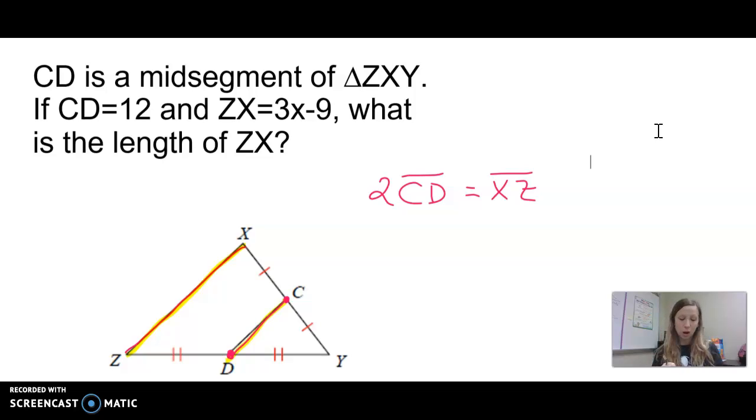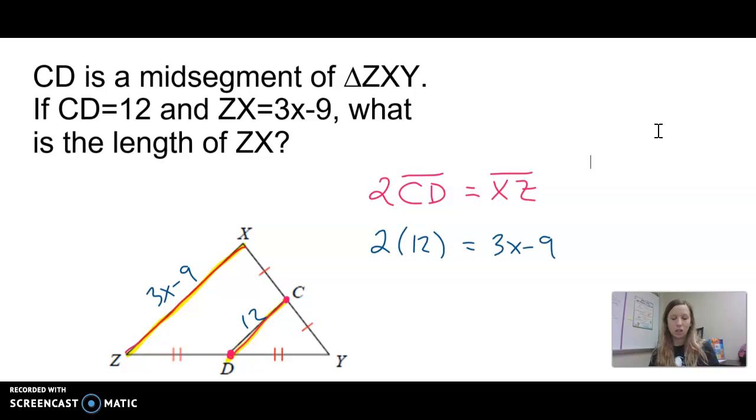So in this problem, it says that CD is 12 and ZX is 3x minus 9. So if I were to double CD, which is 12, it should equal the length of XZ, which is 3x minus 9. All I was doing was plugging the two things that I know into that kind of formula that I created. 2 times CD equals XZ. And from here I solve. 2 times 12 is 24.